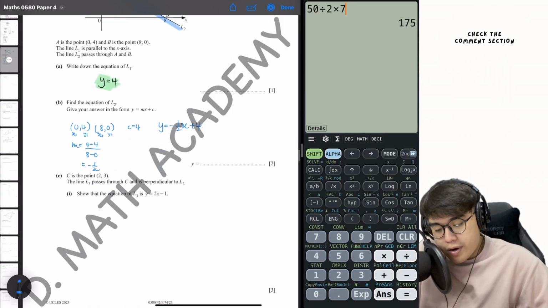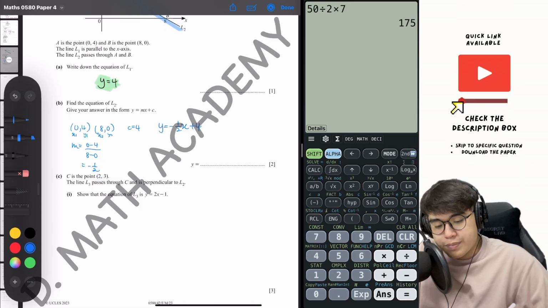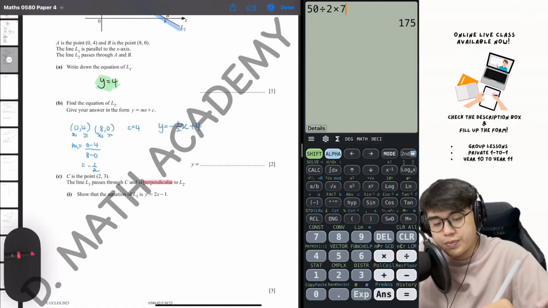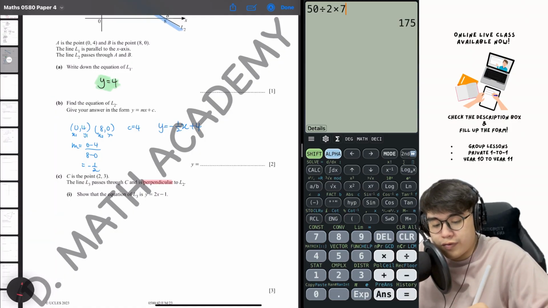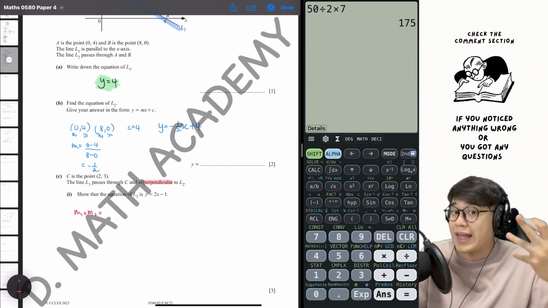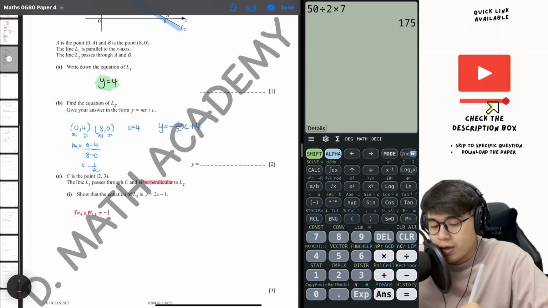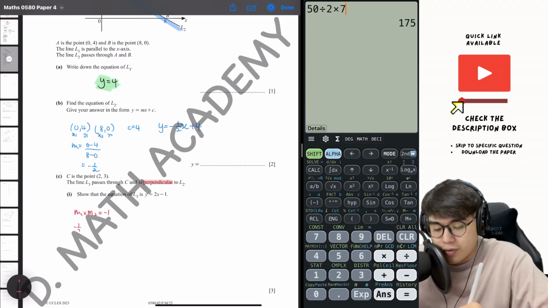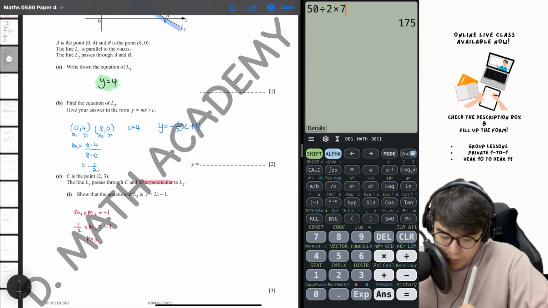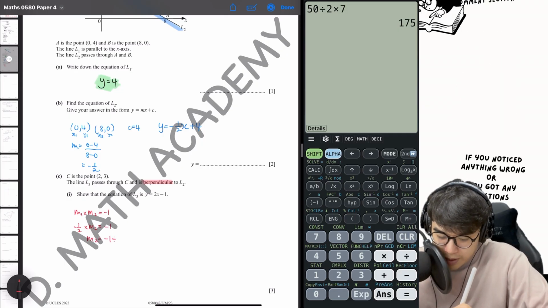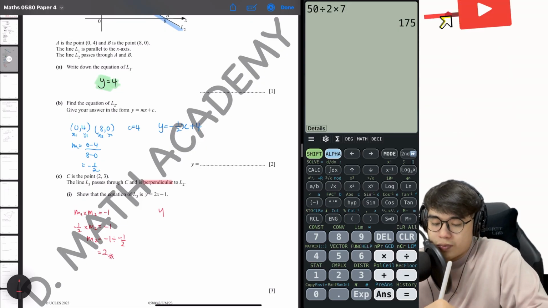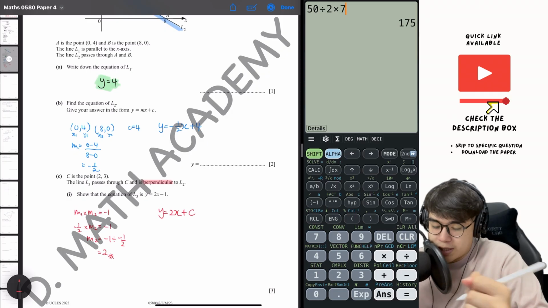Moving on to the next part, they mention the keyword perpendicular. Which means you are using the formula of m1 times m2 equals negative 1. Some students prefer original and new. Original was given as negative 1 over 2. So you will get m2 as negative 1 divided by negative 1 over 2. You will get the new gradient, y equals 2x plus c.